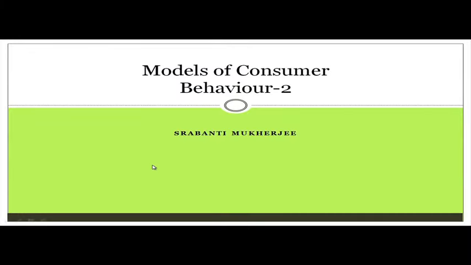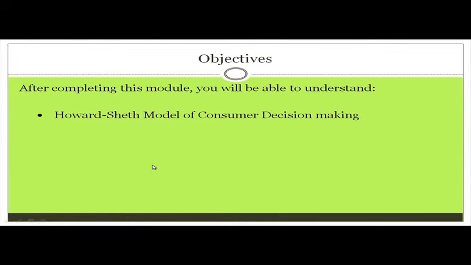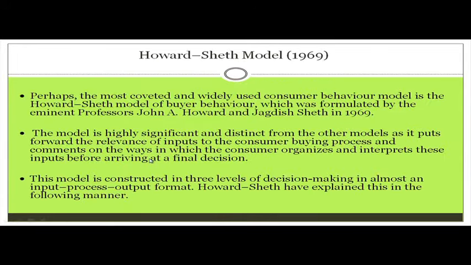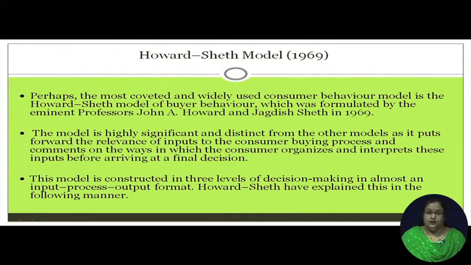Welcome. In this module, we are going to discuss the Howard-Sheth model of consumer decision making. The Howard-Sheth model is the most coveted and widely used model in consumer behavior, and this was formulated by eminent professors John A. Howard and Jagdish Sheth in the year 1969.